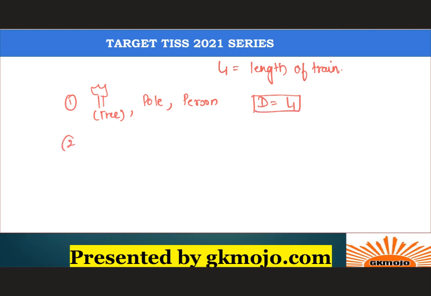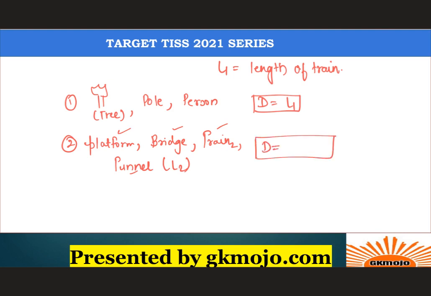The second case is when they say in the question that a train crosses a platform, a bridge, or let's say another train, that is train 2, or a tunnel. And when the length of all of these entities that I have mentioned over here is L2, in this case, the overall distance needed to calculate the speed or time will be L1 plus L2.